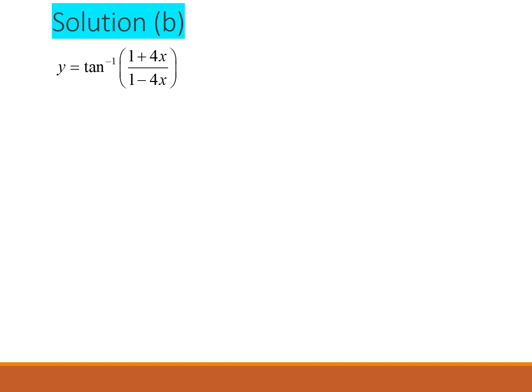The solution for the next question is to find the derivative of inverse tangent of 1 plus 4x over 1 minus 4x. Okay, first you refer to the formula to find the derivative of inverse tangent of u, which is given as 1 over 1 plus u squared times du over dx. So in our case, our u is 1 plus 4x over 1 minus 4x.